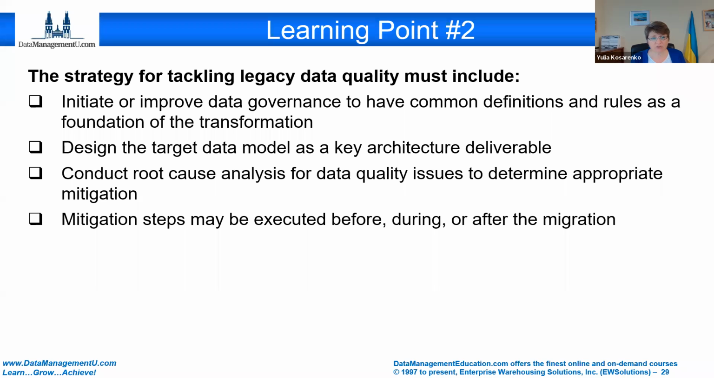Another learning point was that the strategy for tackling legacy data quality has to include a few very important items. First of all is data governance, making sure you have those data definitions, or if you didn't have them before, well, you must introduce them now as you prepare for your digital transformation. You cannot transform without having a common agreement of what everybody means. So definitely, I think for companies that didn't have data governance before, maybe that should be an item in their digital transformation plan.